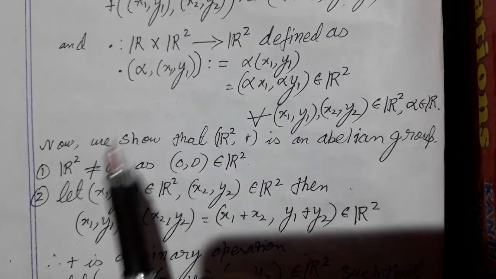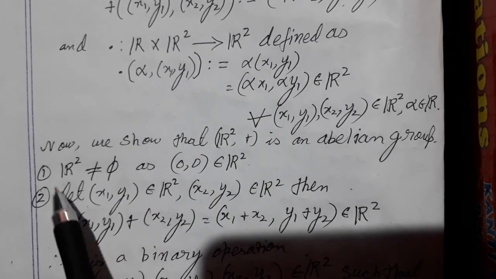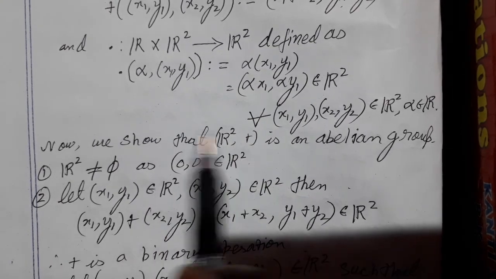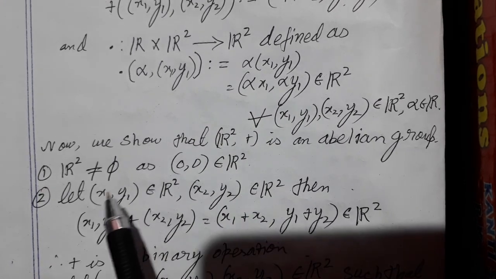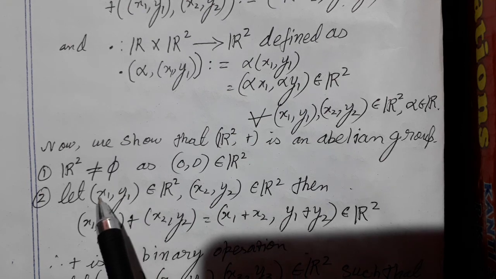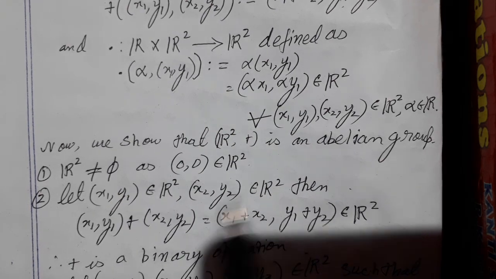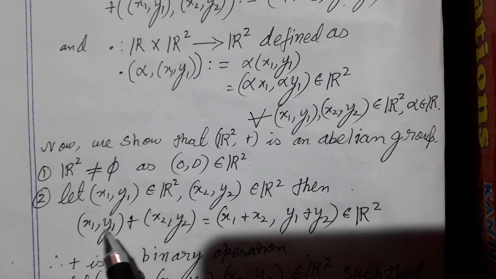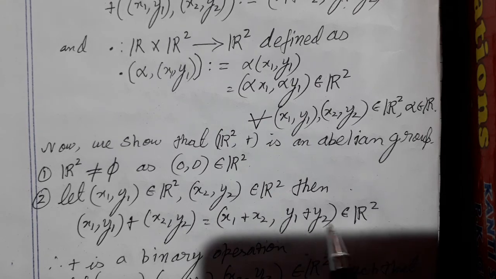Now we'll try to show, first of all, that it is a group under addition. It is an abelian group. So the first condition is that it is non-empty. It is clearly non-empty as 0, 0 belongs to R2. Now let us check whether it is binary or not. So if I take x1, y1 belongs to R2 and I take x2, y2 belongs to R2, let us add these two elements. So we have to add coordinate wise. So we have x1 plus x2, y1 plus y2.